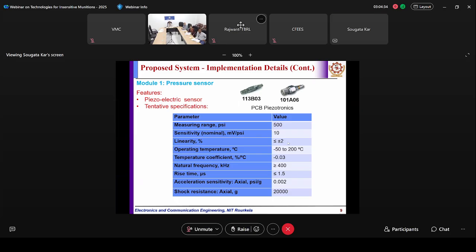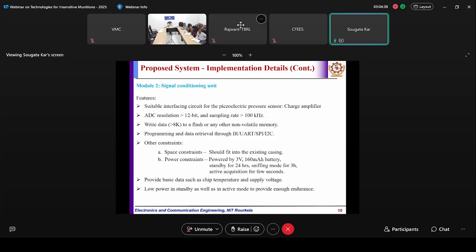In the signal conditioning unit, the first block is the charge amplifier. We want to build the charge amplifier with an op-amp that has the respective specification; the op-amp we have to select. Then we have the 12-bit ADC. The data will be 12-bit resolution.